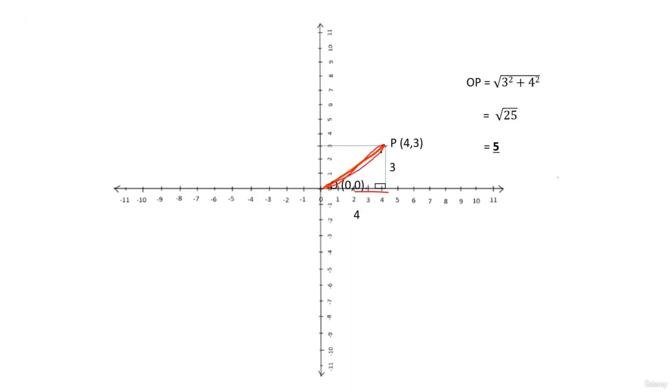It is nothing but the hypotenuse of this right angle triangle. So we can use the Pythagoras theorem and find out this distance OP, right? That will be the square root of vertical distance squared plus horizontal distance squared, which is square root of 3 squared plus 4 squared, which is root 25, equal to 5 units. So the distance of the point P from the origin is nothing but 5 units.